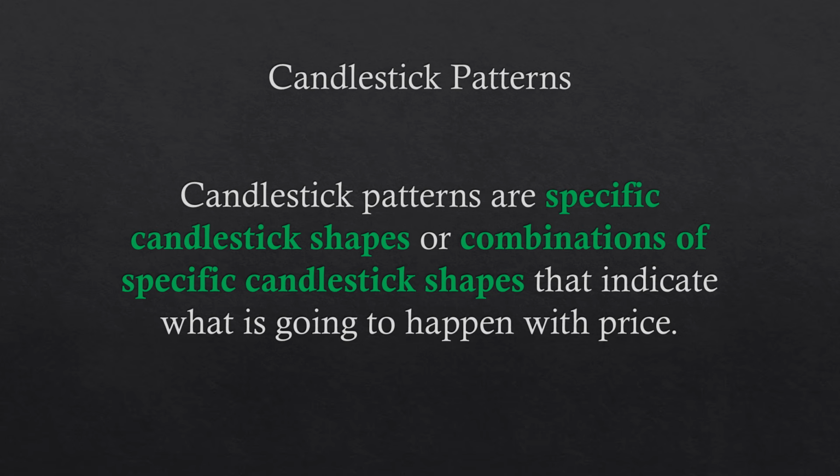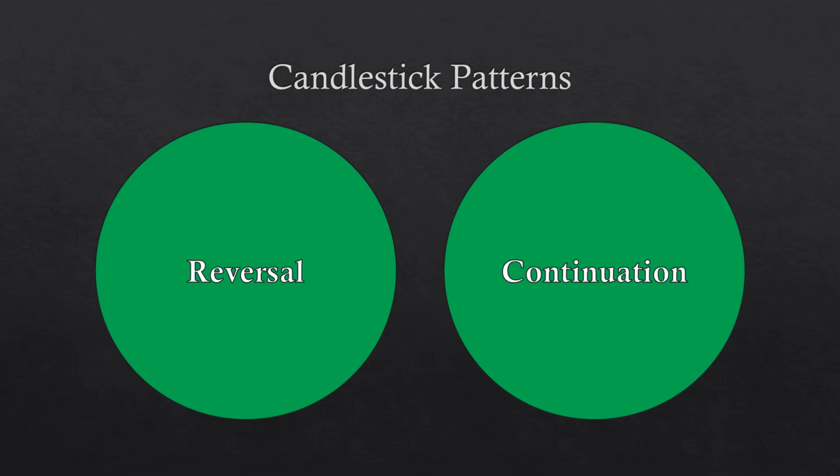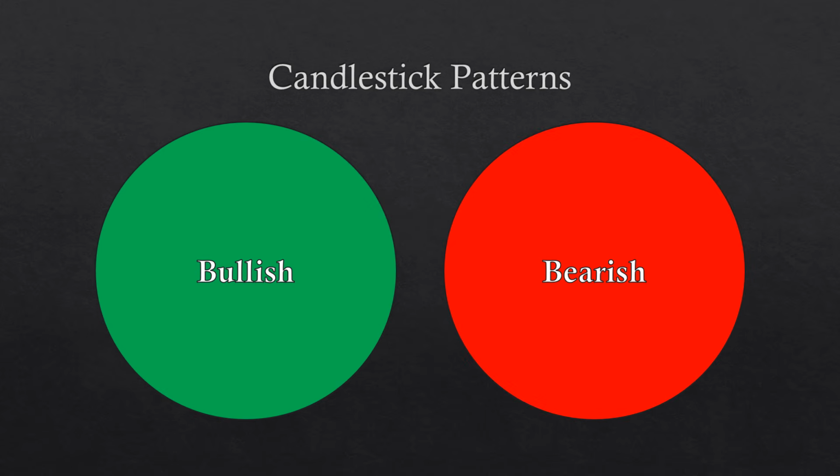The first thing to know here is that there are candlestick patterns that indicate a future reversal in price and patterns that indicate a future continuation in price movement. The most useful candlestick patterns are the reversal type. These patterns usually have a bullish version and a bearish version. The term bullish indicates upside and the term bearish indicates downside.